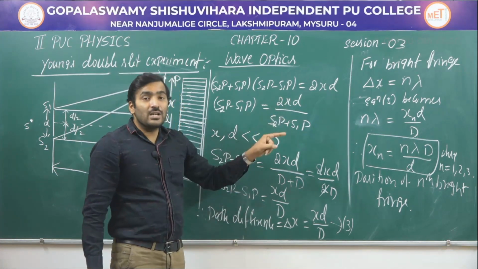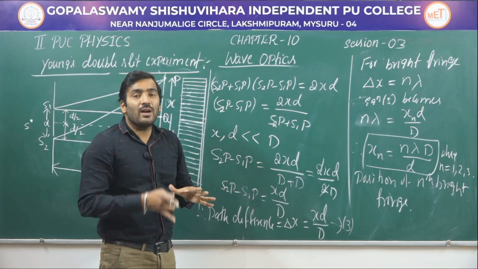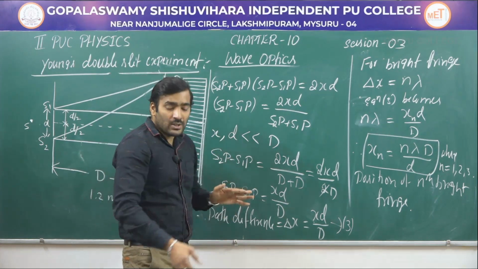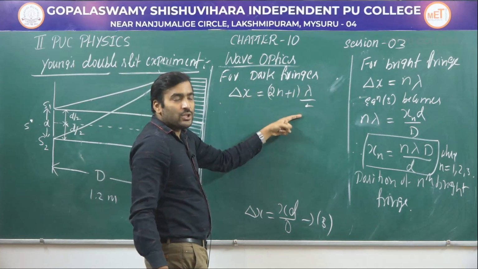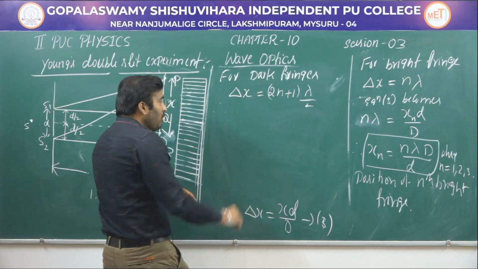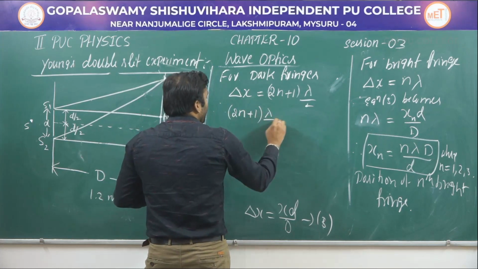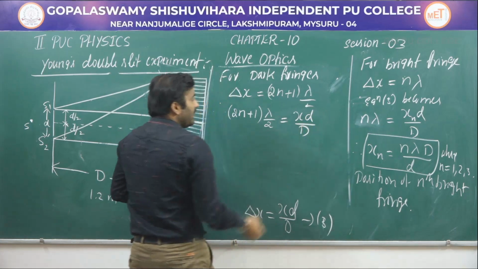The path difference is equal to (2n plus 1) lambda by 2, the odd multiples of lambda by 2. For that we get the dark fringes. Let us write that. To obtain the dark fringes, the path difference is equal to (2n plus 1) lambda by 2. Therefore, substitute the value of delta x in equation 3. What we obtain is (2n plus 1) into lambda by 2 is equal to x into d divided by D.